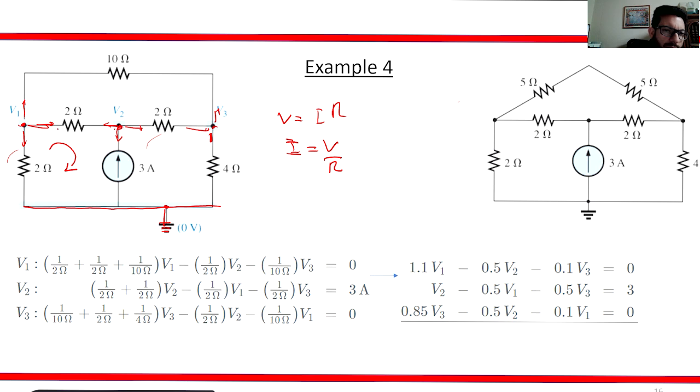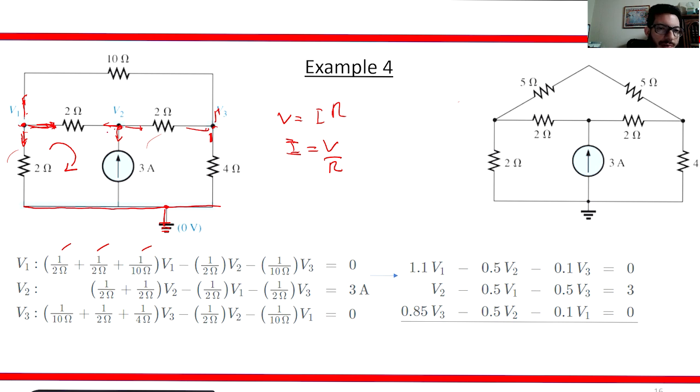This one is going to be, if we do voltage divided by 2 ohms, which is this, and divided by 2 ohms, which is this, and divided by 10 ohms, which is that. Okay, so this is telling us the voltage, the current going through here, the current going through here, and the current going through here. Good.